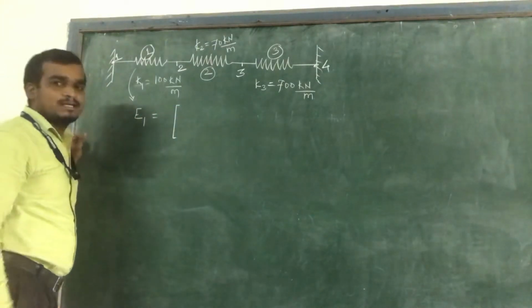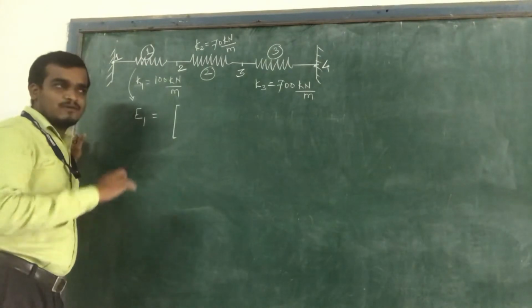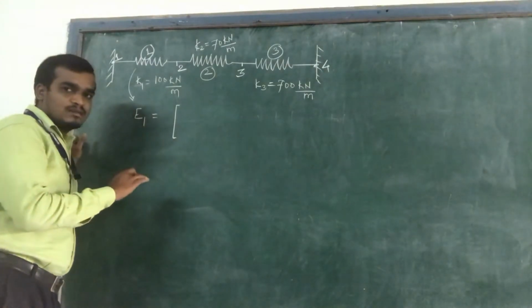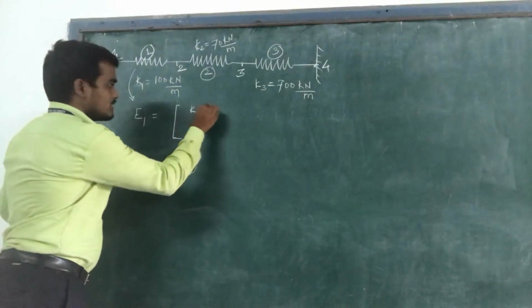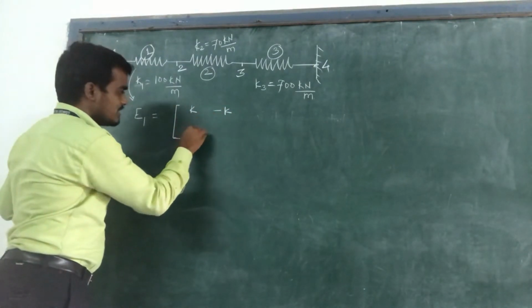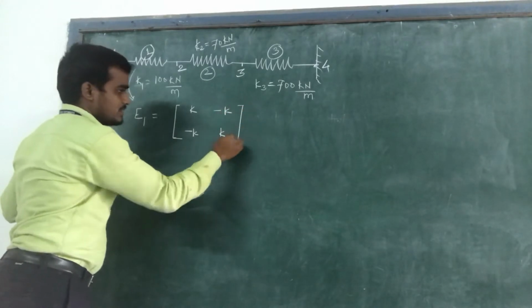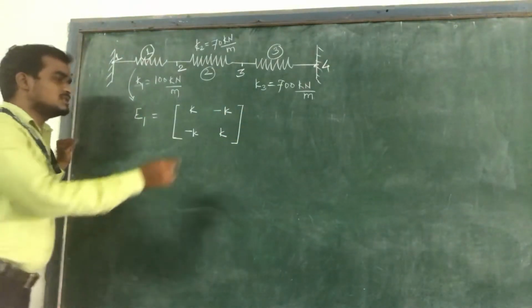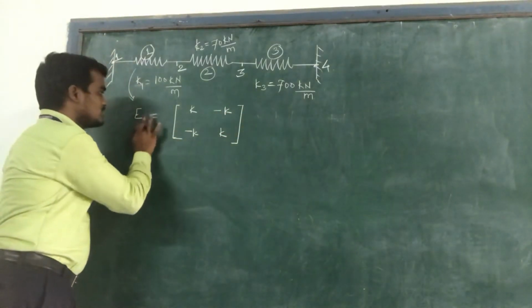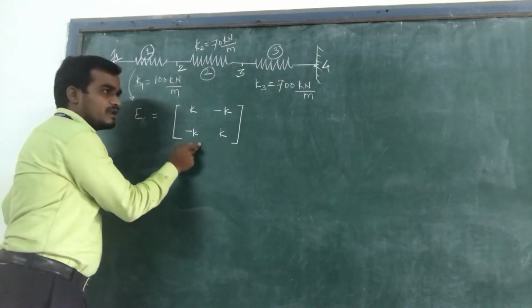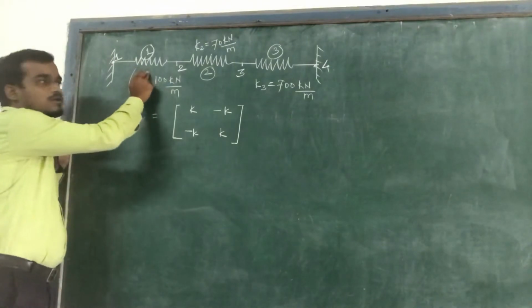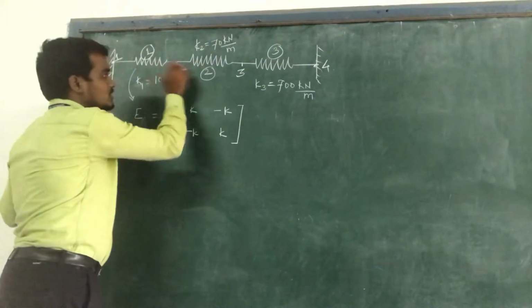As we know, the elemental stiffness matrix for a one-dimensional spring element is given by the formula K, minus K, minus K, K. Using this generalized elemental stiffness matrix, we are going to finalize the elemental stiffness matrices for the three elements, element 1, 2, and 3.